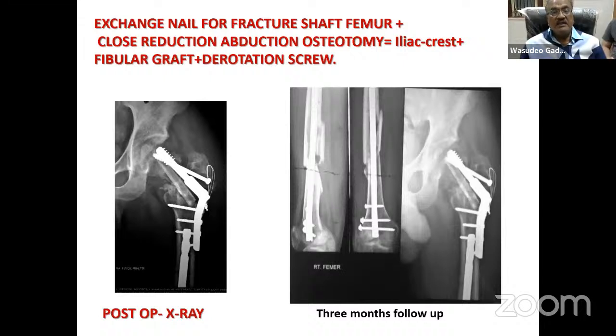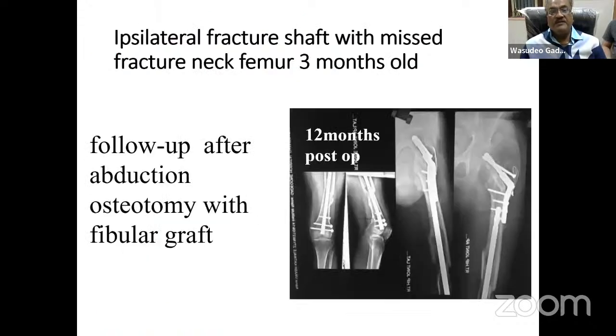closed reduction, abduction osteotomy, iliac crest graft, fibular graft as a calcar, and then a derotation screw. This was the surgery that was done. At 3 months follow-up, you can see the follow-up after abduction osteotomy and fibular graft.